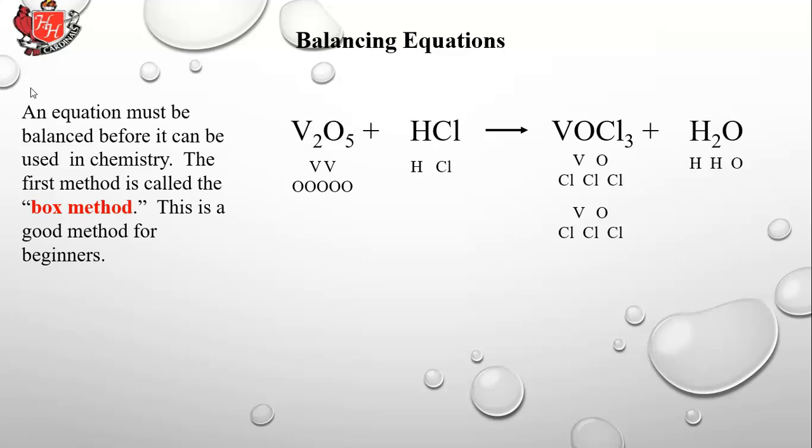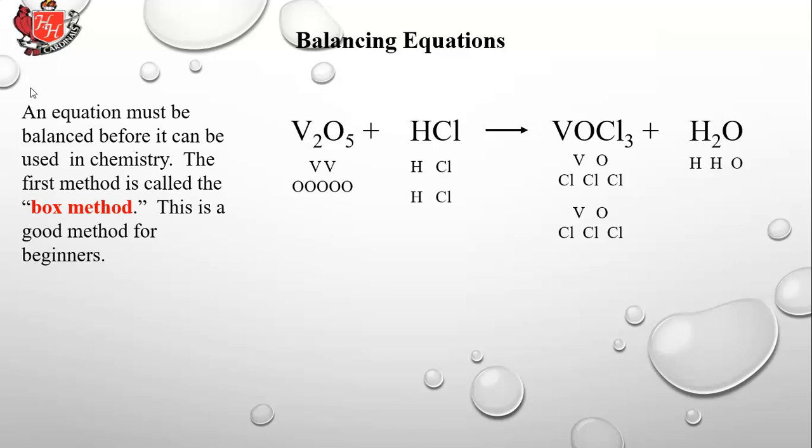Now you'll notice you have 2 V's over on the right side. You can't just draw the V, however. You have to do everything that's in that compound. So you have to include another O and 3 more Cl's. So now we have vanadium in balance. We have 2 on the right and 2 on the left.